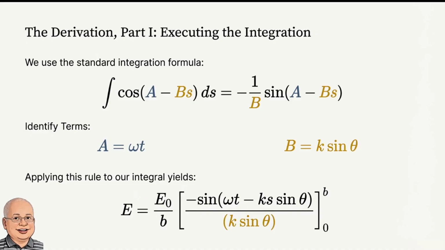If we put those things, then the integration will be E0 by b, that remains because that was outside the integral sign, into the integration. Integration will be minus 1 by B, where capital B is k sine theta, so the denominator is k sine theta. Numerator will be sine of A, which is omega t, minus B s, which is k sine theta into s. The limit is from 0 to b.